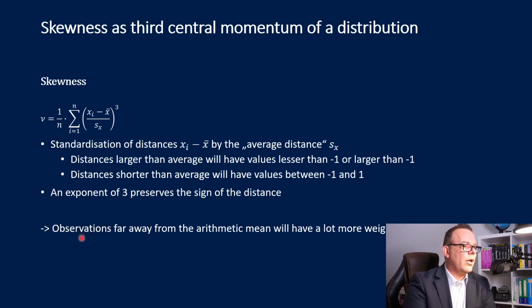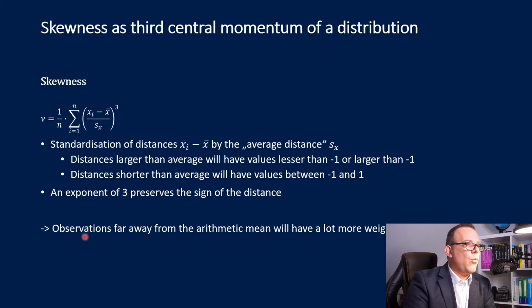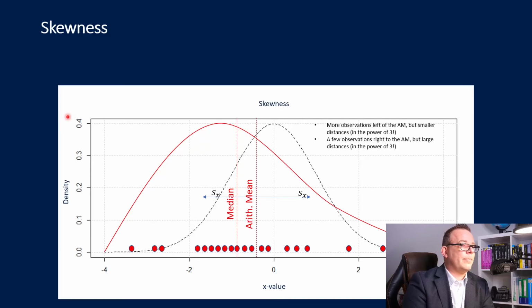So, what happens? Observations that are very far away from the mean will have a lot of weight in this average. Those that are very close to the mean will have only little weight in this average. Now, let's go into our distribution and see what happens. Here's the distribution again, and we look at this positively skewed distribution, the red one.